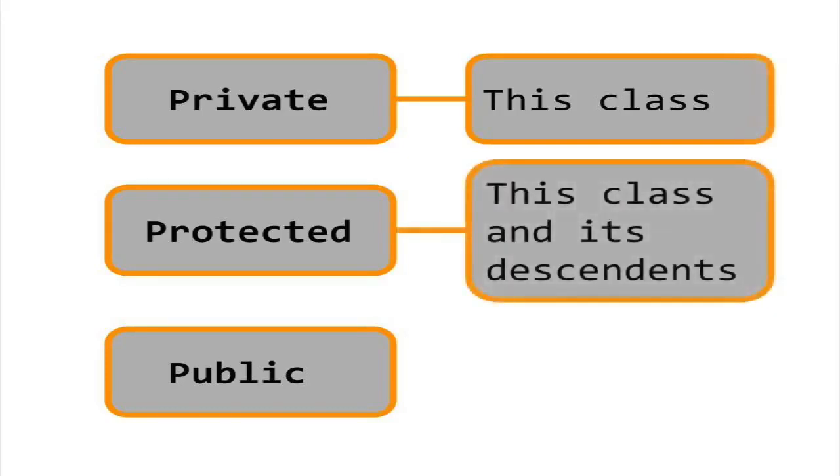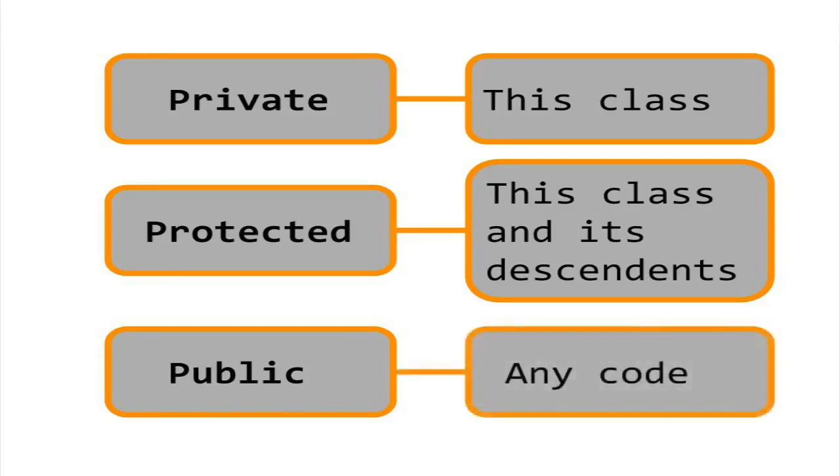Protected means that the class members are only visible to the class and its derived classes. Protected is used in inheritance chains. We will cover inheritance in the next tutorial in the Object-Oriented Programming series.